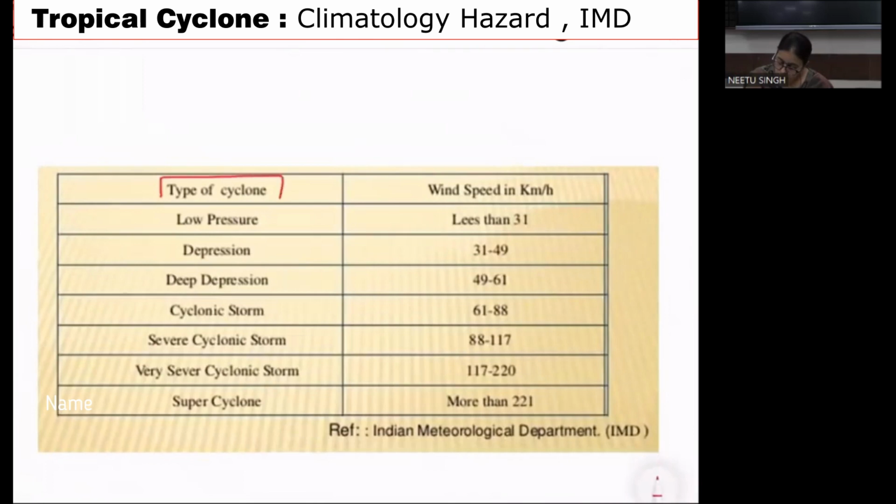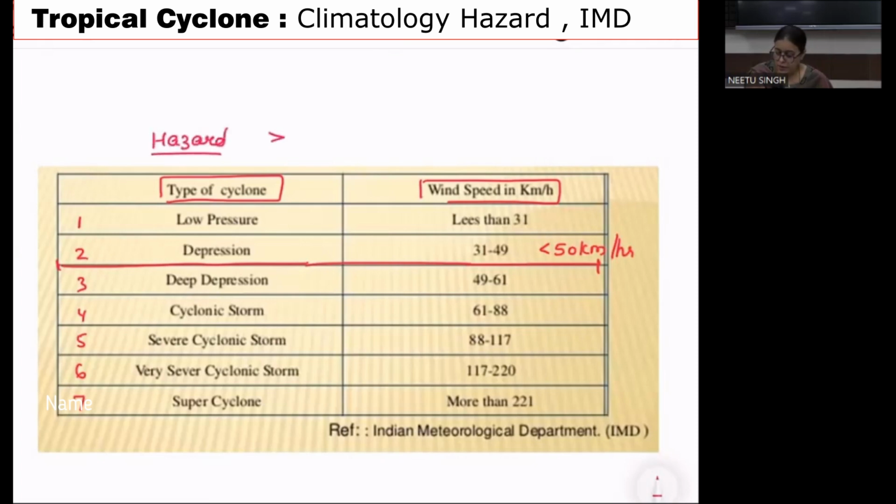Types of cyclone जो IMD recognize करती है in terms of its wind velocity have got 1, 2, 3, 4, 5, 6 and 7. There are 7 categories of cyclone, जिसमें जब तक आप इसको low pressure और depression बोलते हैं, that is 1 and 2 categories, wherein you are talking about less than 50 kilometers per hour की wind velocity. थोड़ा सा राउंड ऑफ कर दिया, 49 को 50 से कन्वर्ट कर दिया. These two are not hazard. For me to qualify as hazard, my wind velocity should be more than 50 kilometers per hour.